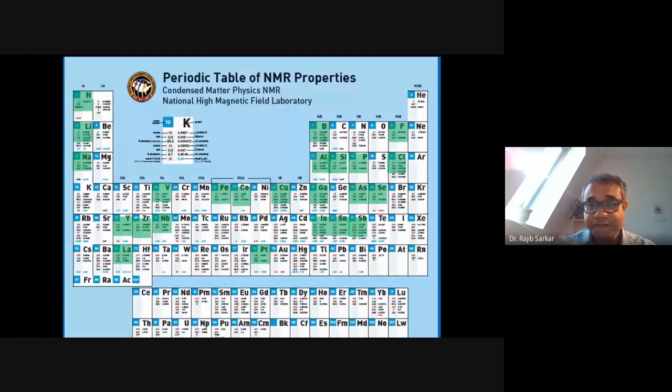So if these nuclei are present in your material, then you can say it is more likely that you can get a very good NMR signal out of it, which is very important because not all nuclei allow you to do NMR. That's the shortcoming of NMR. So getting signal is an issue. I will slowly explain why this is an issue and why this is so difficult for some of the nuclei.